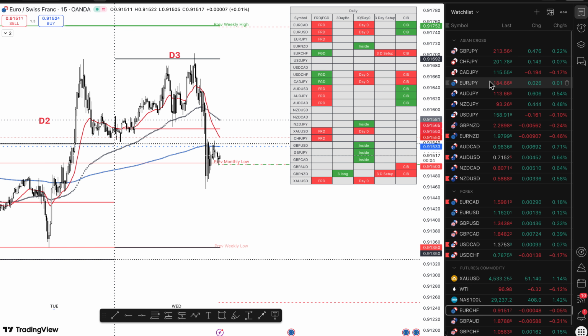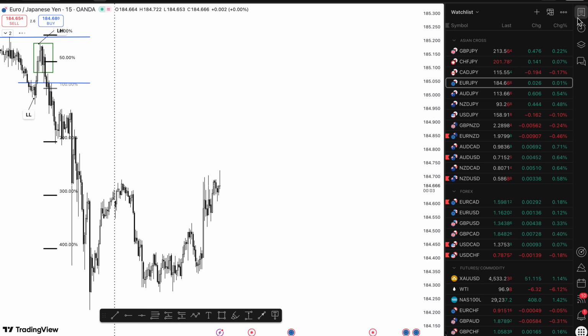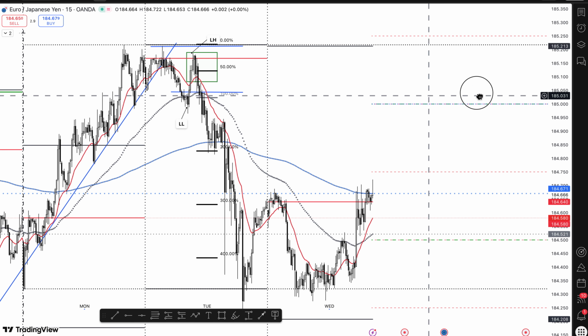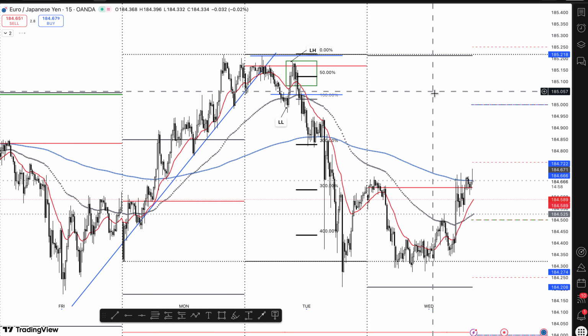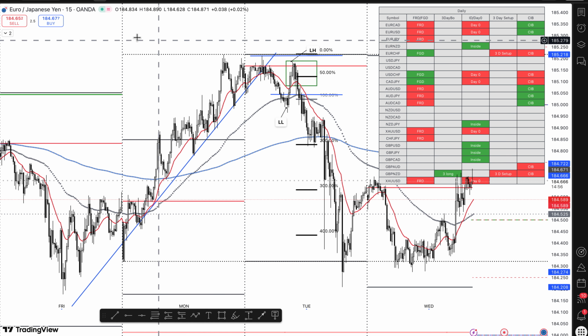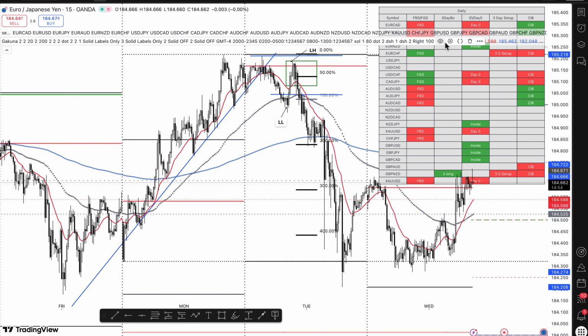Now let's take a look at some trades I took and signals I sent on Monday on the Euro JPY. Anytime on Monday trades, Monday is the opening range of the week.